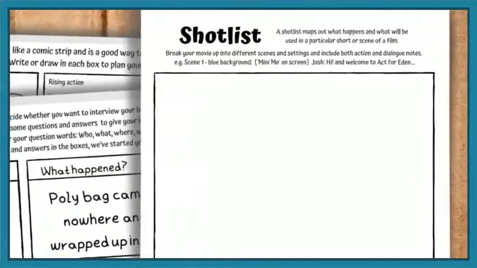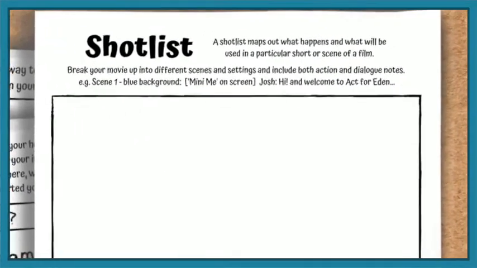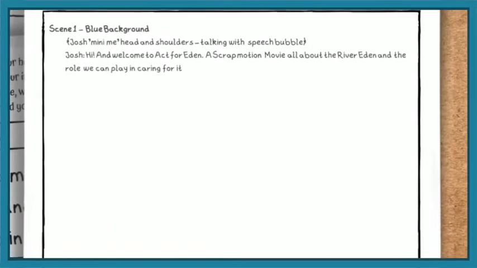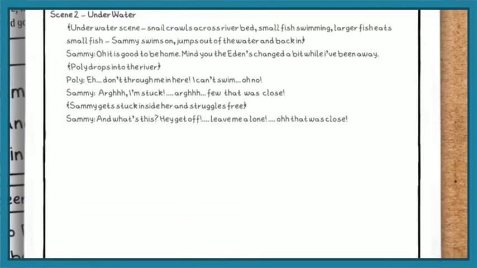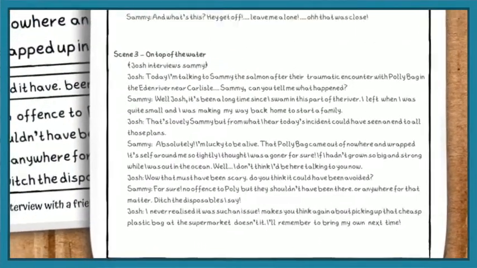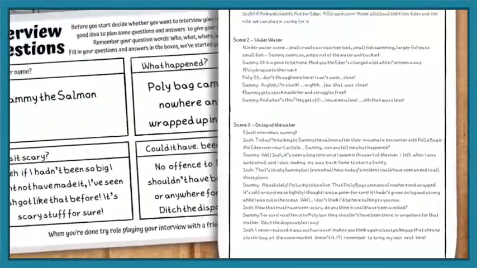You'll need to break your movie up into scenes. Mine has 3. Each scene has a setting, which I'll write in the shot list. I'm also going to write in any action notes, what's happening, and any dialogue, what's said. Don't worry if you can't read it all now. My example's in the downloads.